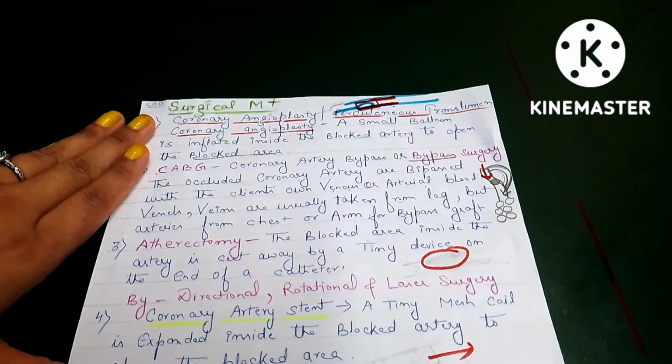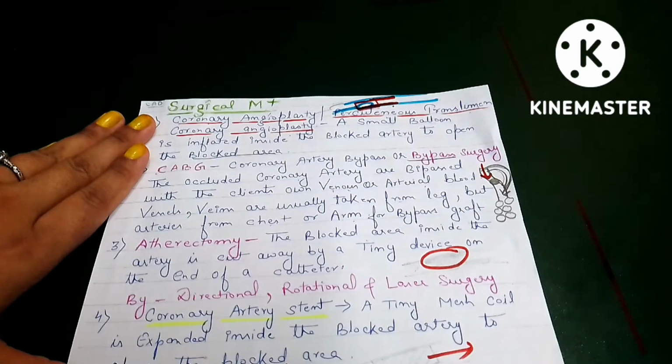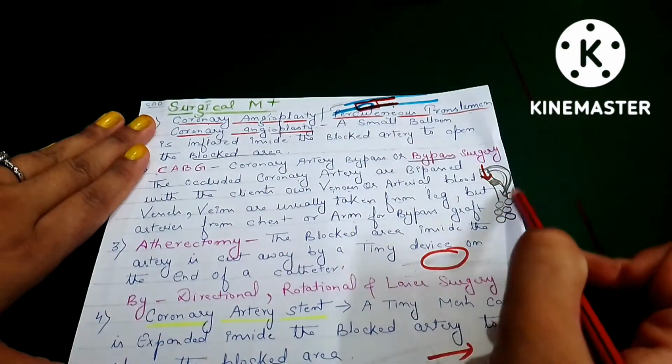In this procedure, what do we do? We take a vein or artery from the patient's own body. Like we can take the artery and vein from the patient's leg, or arteries from the chest or from the arm. Okay, and we will bypass the path of our blood supply.